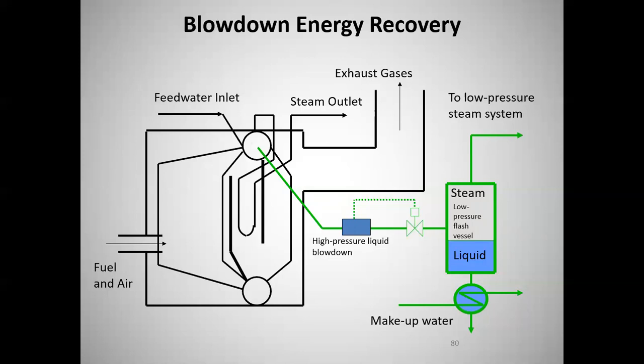It'll be pure, because when that steam comes off of that liquid blowdown, the minerals stay behind. So you can take it and use it at some low pressure. You can put it in a low pressure header. You can pipe it to the deaerator, which we'll talk about, which requires low pressure steam. So you can usually find a place to use that flash steam.